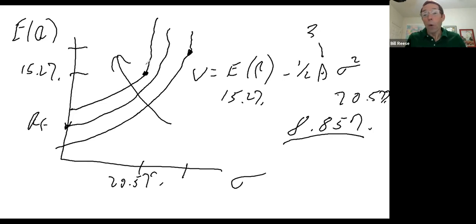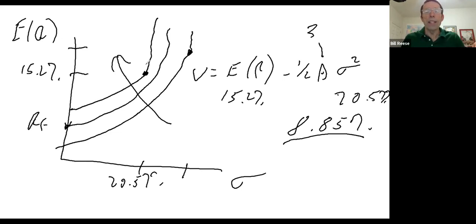Now, that's not always going to be the case, where an investor is always going to prefer a portfolio over either the risky or risk-free investment. It depends upon what their A is, and it depends upon what the particular combination is. Okay, but in this particular case, that's what they are going to prefer.